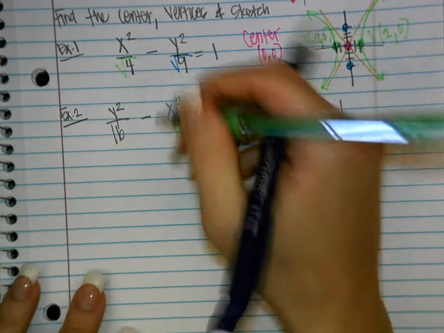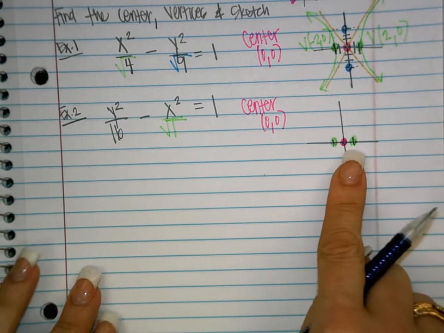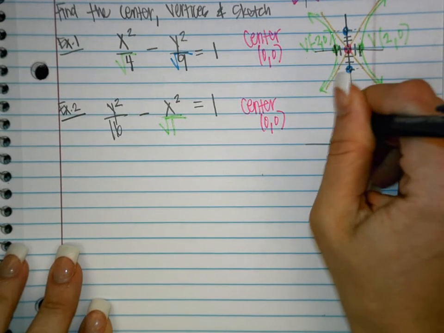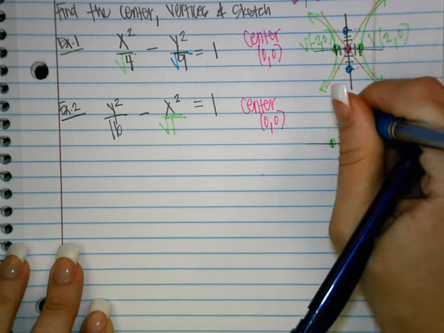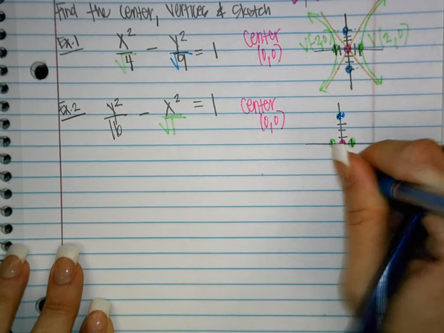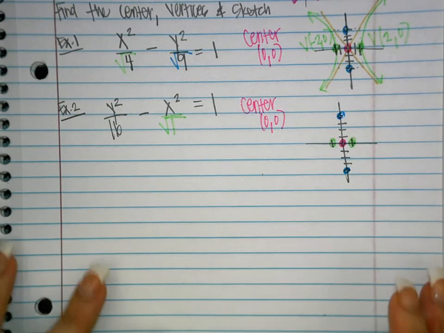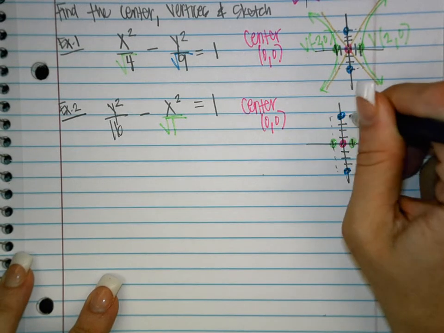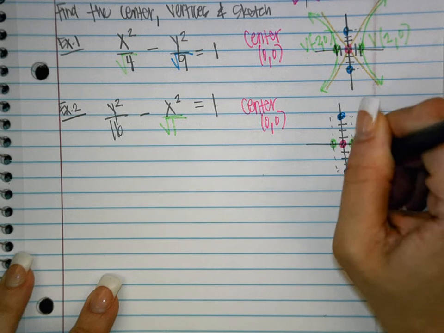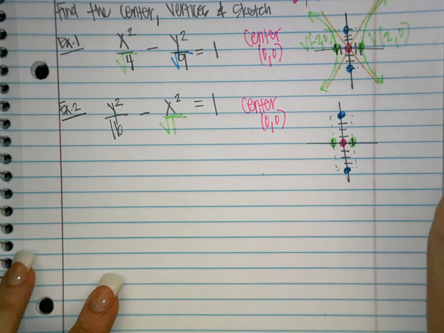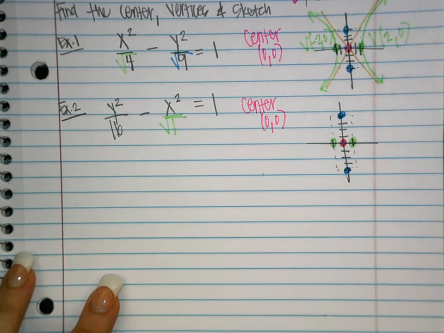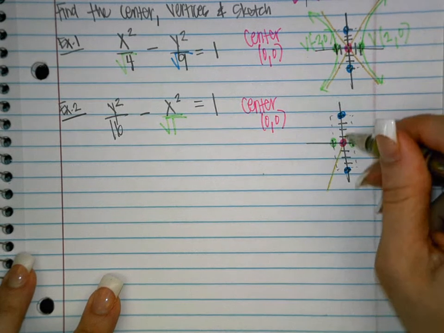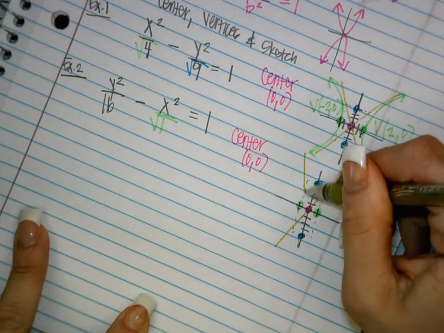So the square root of the denominator told you to move 1 left and right. How far should you move up and down? 4. So move up 4, down 4 from the center. It's not always going to be at 0, 0. It's really nice when it is, but it's not always going to be there. Then connect your dots with a dotted line box. Then draw in your asymptotes, which go through the corners of the box and the center. These are going to be your guidelines.